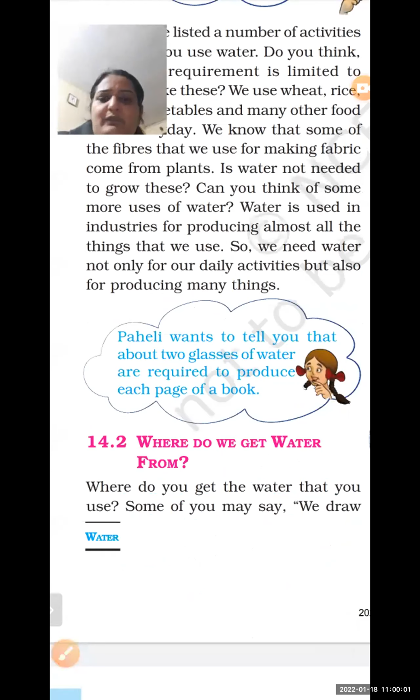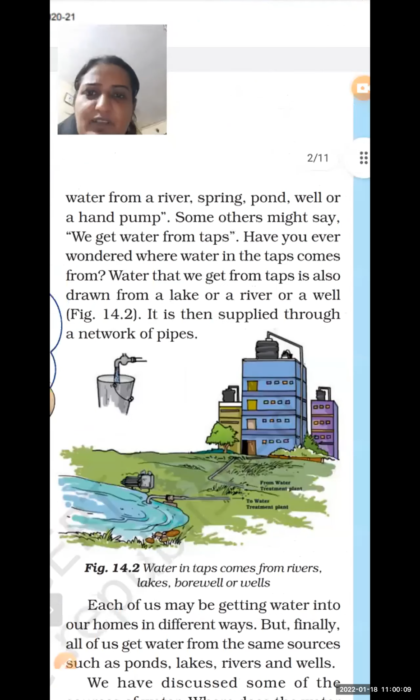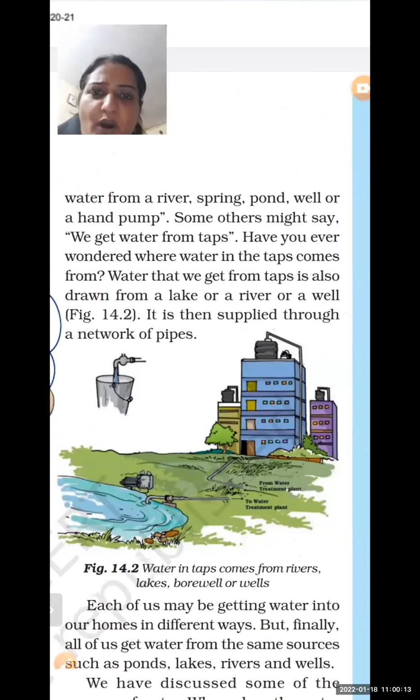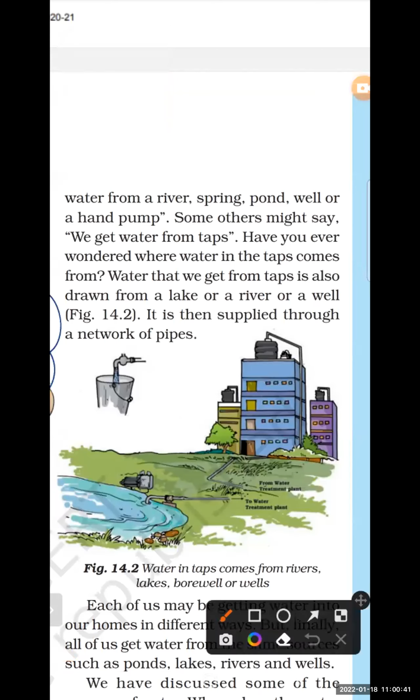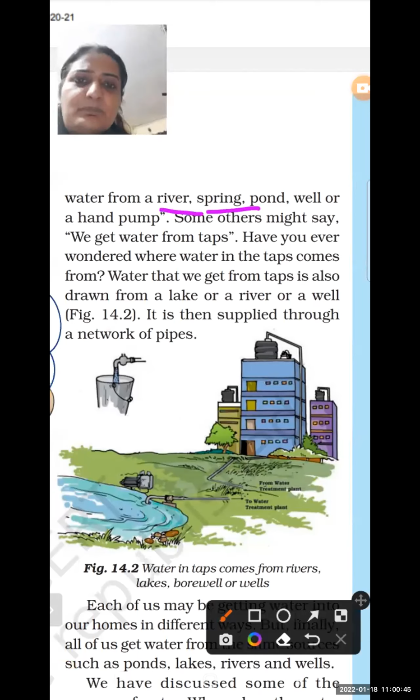From where do we get water? What are the sources of water? River, spring, pond, well, hand pump. Water comes from rivers, and water also comes from springs. And what are the other sources of water? Pond, well. You have to remember the sources of water: river, spring, pond, well, or hand pump. We also get water from the tap. So the sources of water are river, spring, pond, well or hand pump, and taps.